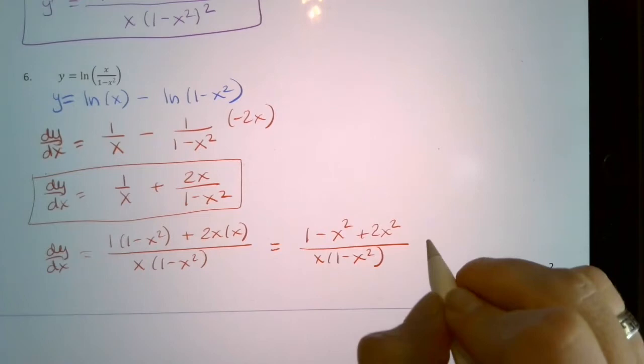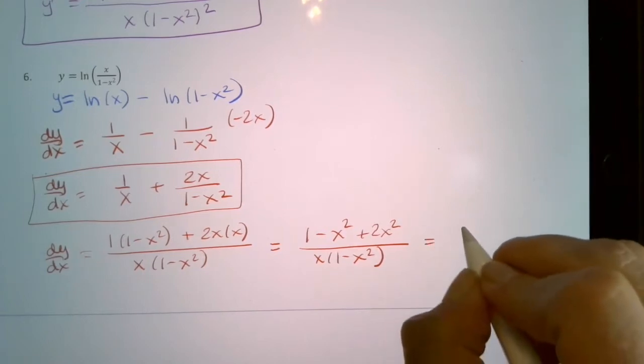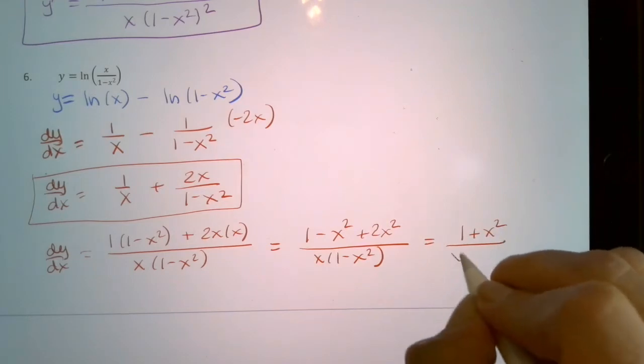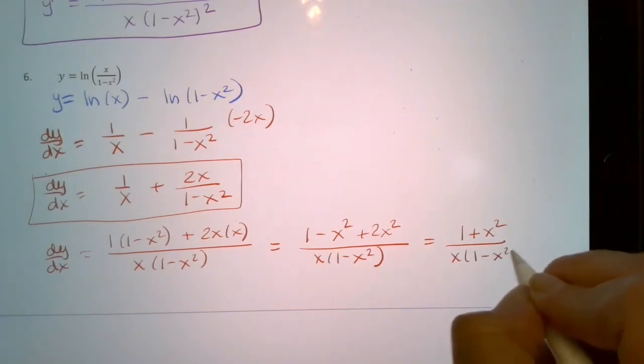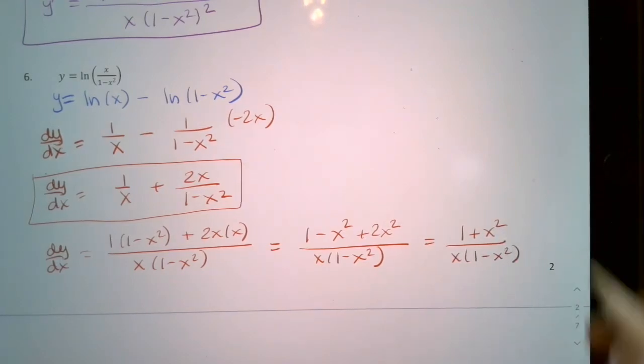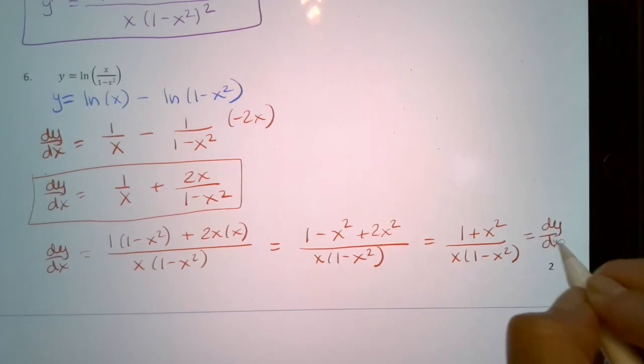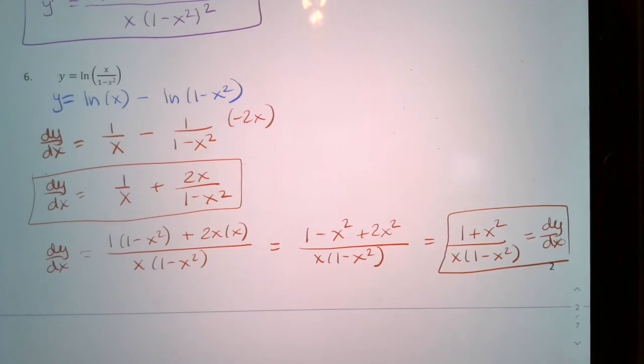And then I'll clean it up. So what is that? 1 plus x squared, and then your denominator is x times 1 minus x squared. So that's another version of the derivative. Okay. All right.